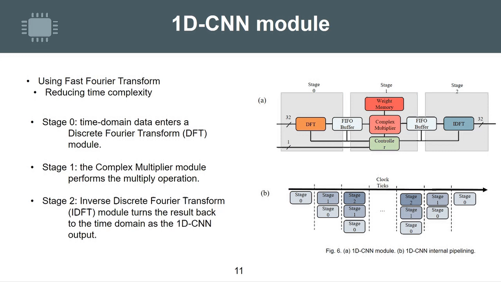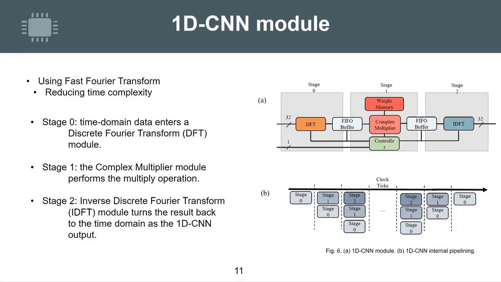This is our 1D CNN module. In this module, we use fast Fourier transform for converting time domain data to the frequency domain. The reason for that is the complexity of convolution in the time domain is O(n^2). To avoid this time consuming operation, we leverage the convolution in the frequency domain, whose time complexity is O(n). The conversion between time and frequency costs about O(n log n). So convolution operation in the frequency domain is a better approach.